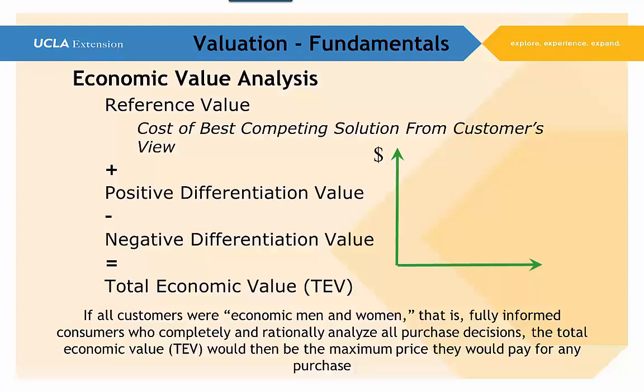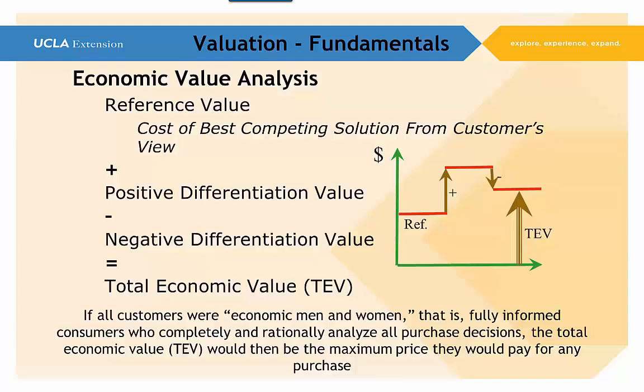Then we do some evaluation and we look at some positive differentiation. In other words, what are the pluses? What are the additional items above that reference value that we're finding in this transaction or this relationship that we're looking at right now? We have this reference, we want to add those positive differentiation values to it, and then there may be some drawbacks. We may find some negative elements to it. When we subtract those out and arrive at that end result, we call that the total economic value.